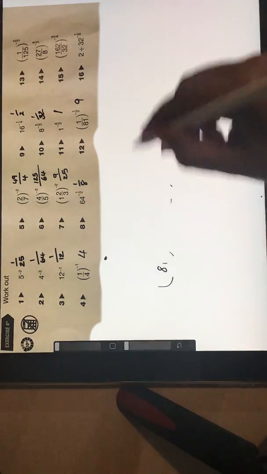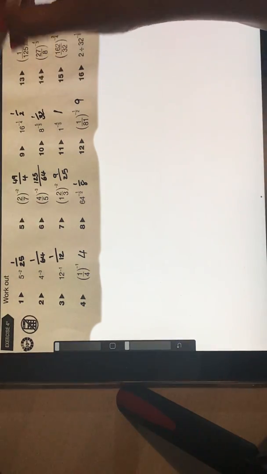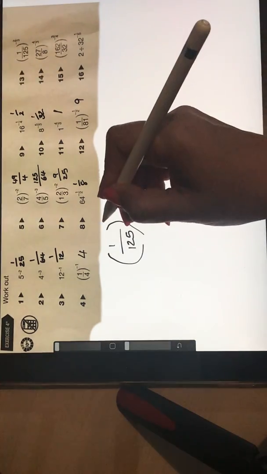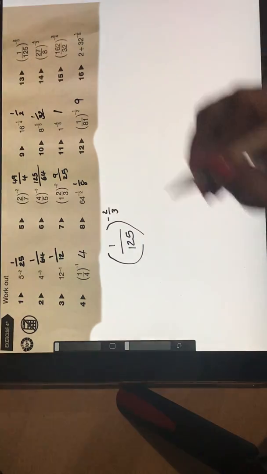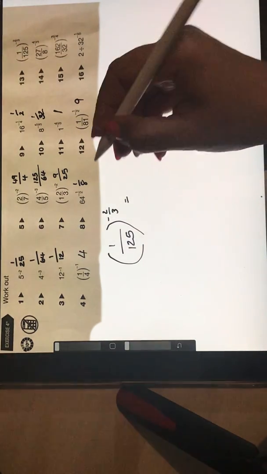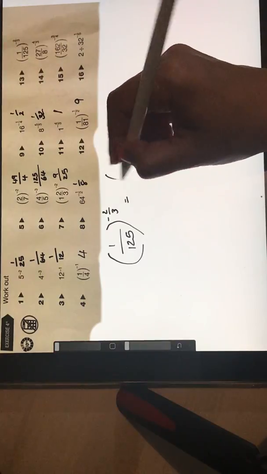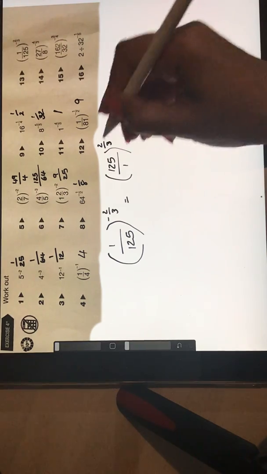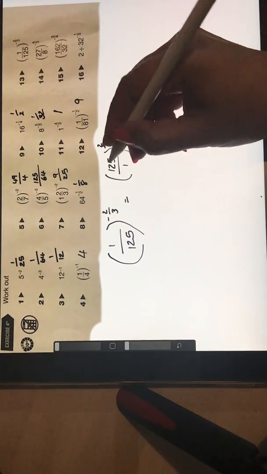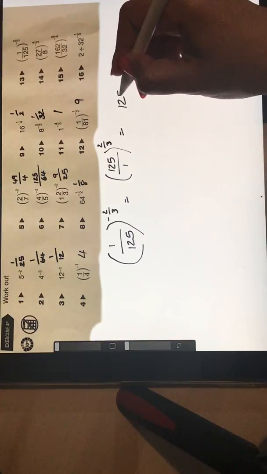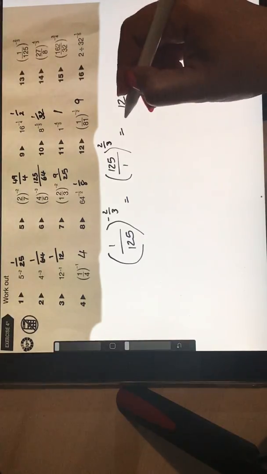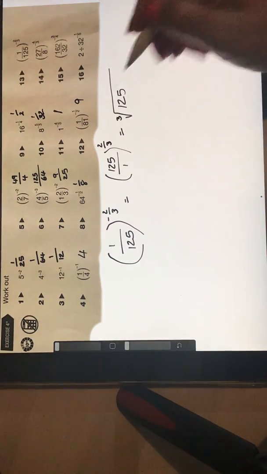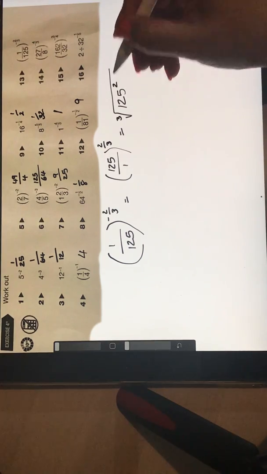Right, the same law applies for number 13, where you have 1 over 125 raised to the power of minus 2 over 3. First, get rid of the negative indice by flipping this whole thing. So it's going to be 125 over 1 to the power of 2 over 3. Right, and then 125 over 1 is simply 125. We want to get rid of this fraction, so we're going to take the cube root. Remember, this one goes outside the root, and the 2 goes inside the root.